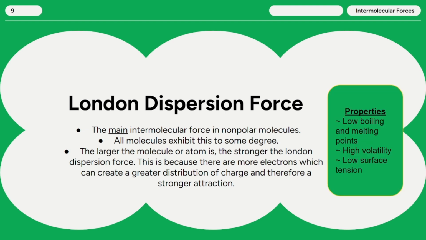Some properties for molecules that have London dispersion force: they have relatively low melting and boiling points. That is because these forces of attraction are very easy to separate and to weaken. They have high volatility. What this means is that they easily move from a liquid to a gas, or they evaporate fairly quickly. They also have low surface tension. Things can kind of move through the surface of the liquid fairly easily.